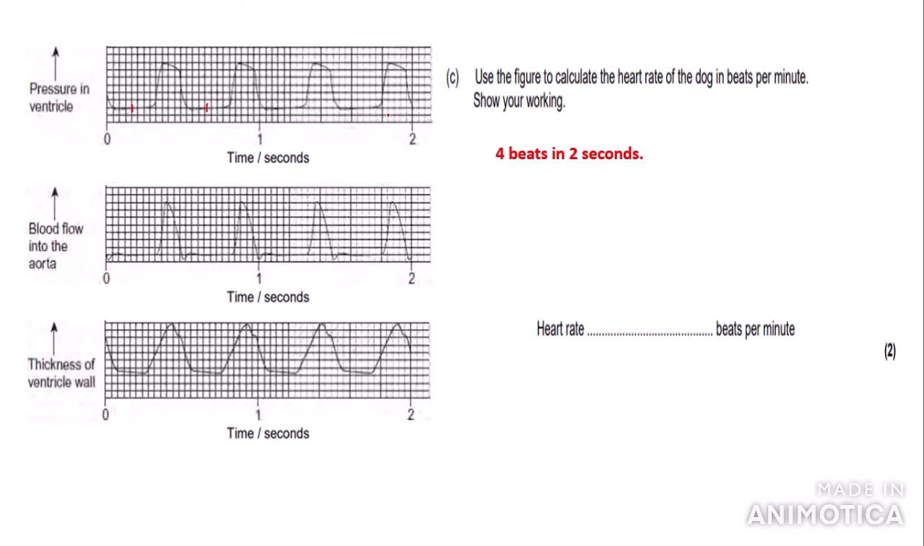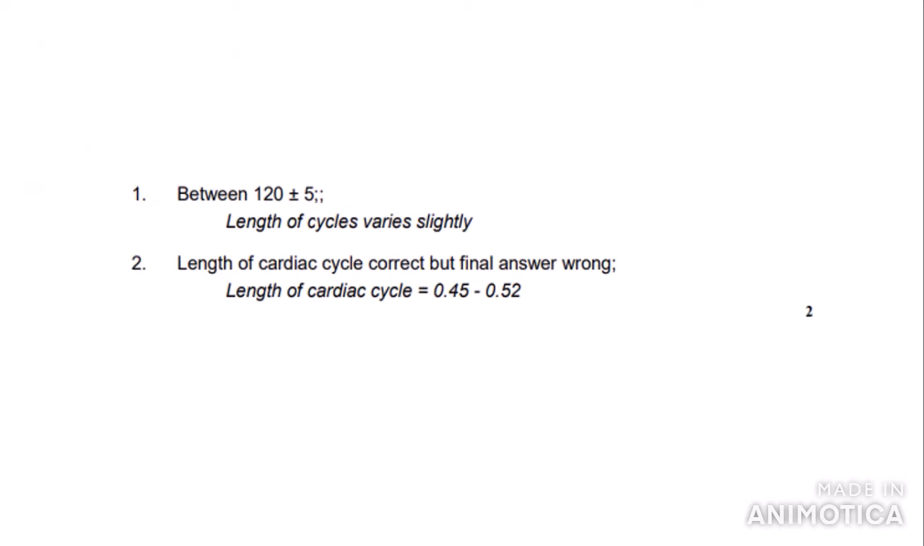Now, as the question says beats per minute, we need to calculate how many beats there are in a minute. So 60 divided by 2 is 30. So there are 30 lots of 2 seconds in a minute. This means that we need to multiply 4 by 30 to get the number of beats per minute. So 4 times 30 is 120. So we can say there are 120 beats per minute. Let's look at the mark scheme.